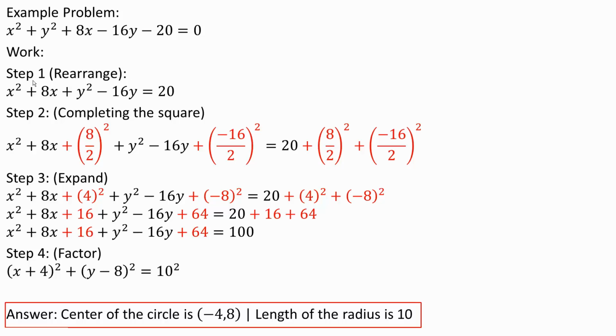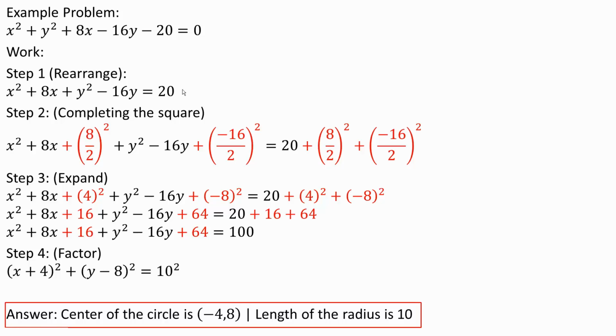So step 1, we want to rearrange this equation. I want the x's on one side and the y's on the other side. And so I would get x^2 + 8x + y^2 - 16y, and I'm going to move the negative 20 over to the right. So it is equal to 20.